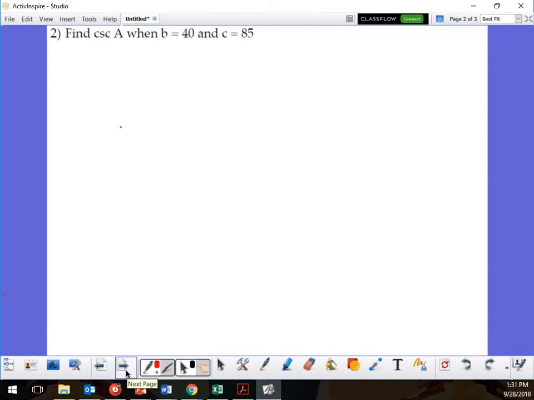All right, now this next one right here doesn't start with the triangle, so you have to actually make your own triangle for this.